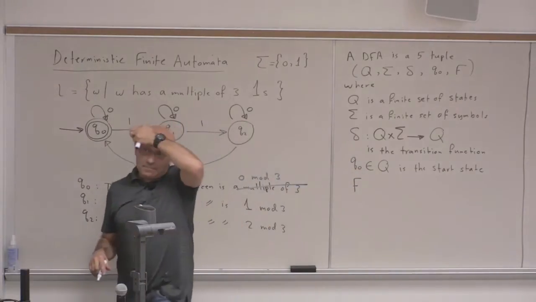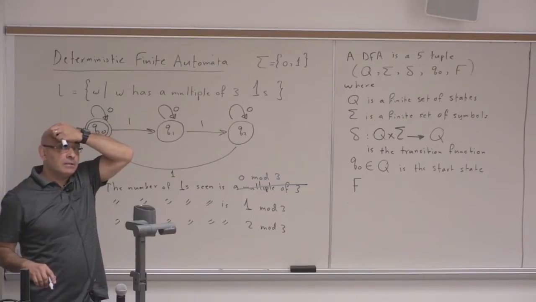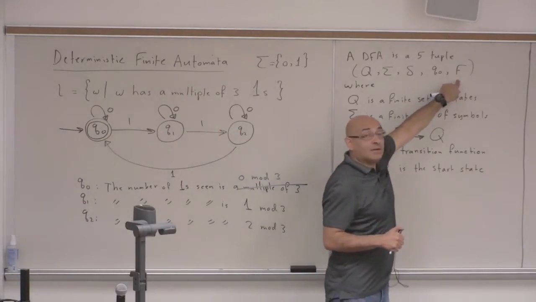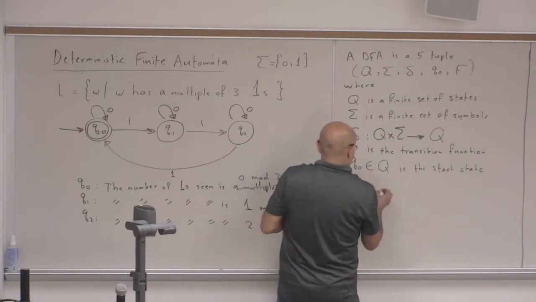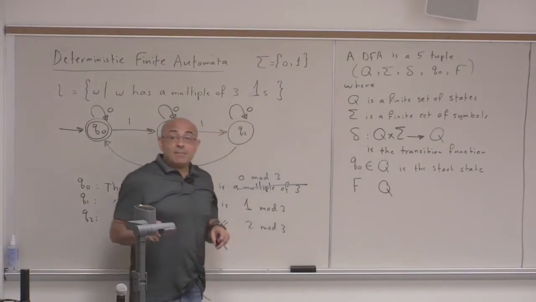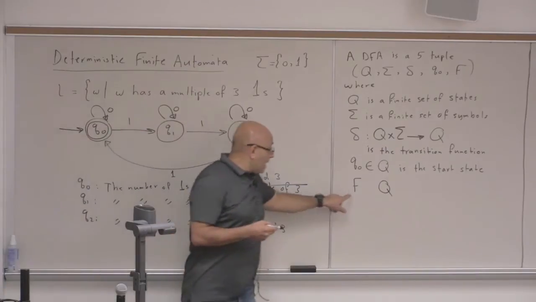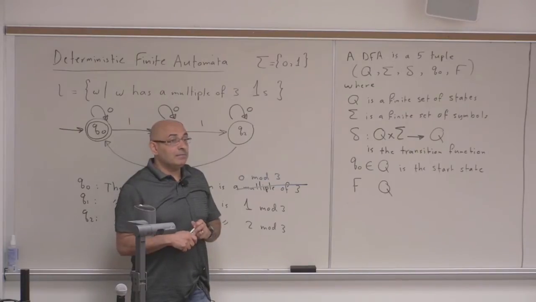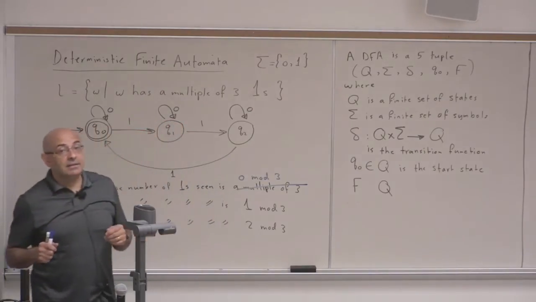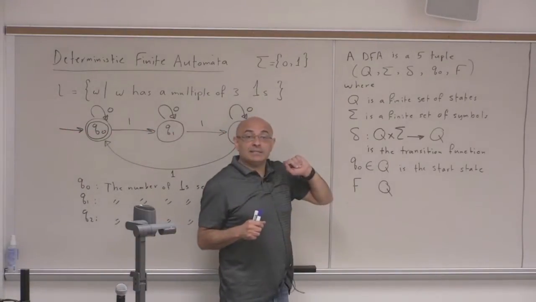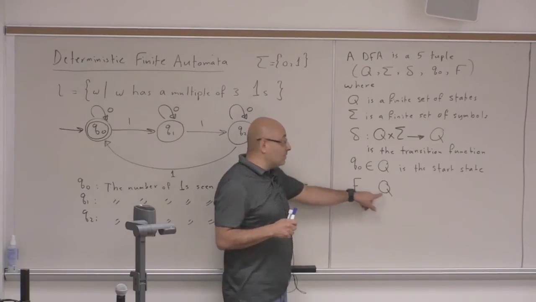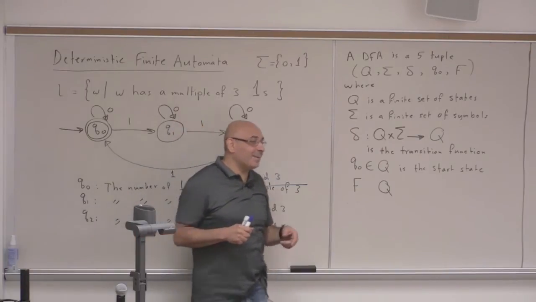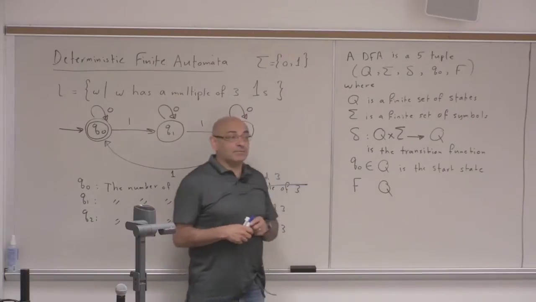Now F, in general, a DFA can have multiple accept states, multiple final states. So this F is a set of final states. So what should then be the mathematical relation between F and Q? F can be multiple, a DFA can have multiple accept states, and F is the set of all accept states. Now what should be the mathematical relation between F and Q? You're right. It's a subset. Yeah. So F is a subset of Q.